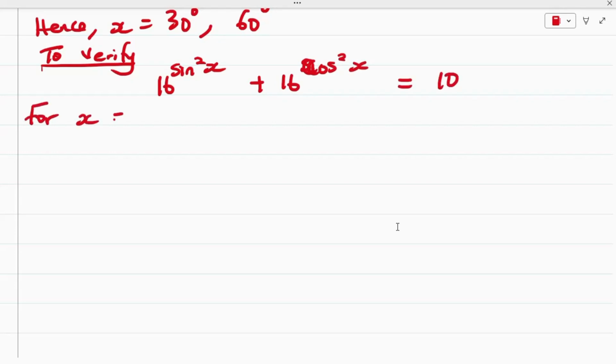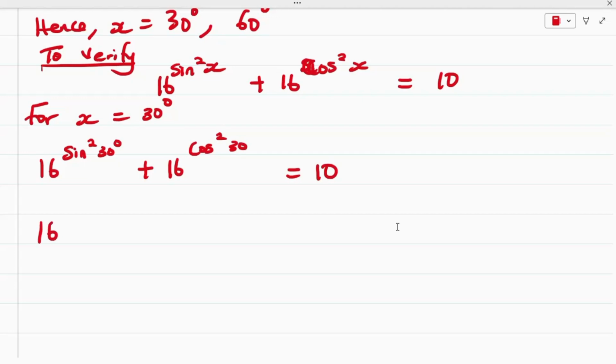So we say for x equals 30 degrees, we have this to be 16 raised to the power of sine square 30 degrees plus 16 raised to the power of cos square 30 degrees, and this is equal to 10. So we have 16 raised to the power of sine 30 degrees, which is 1 over 2, all square, plus 16 raised to the power of cos 30 degrees, which is root 3 over 2, and this is all square, so this is equal to 10.